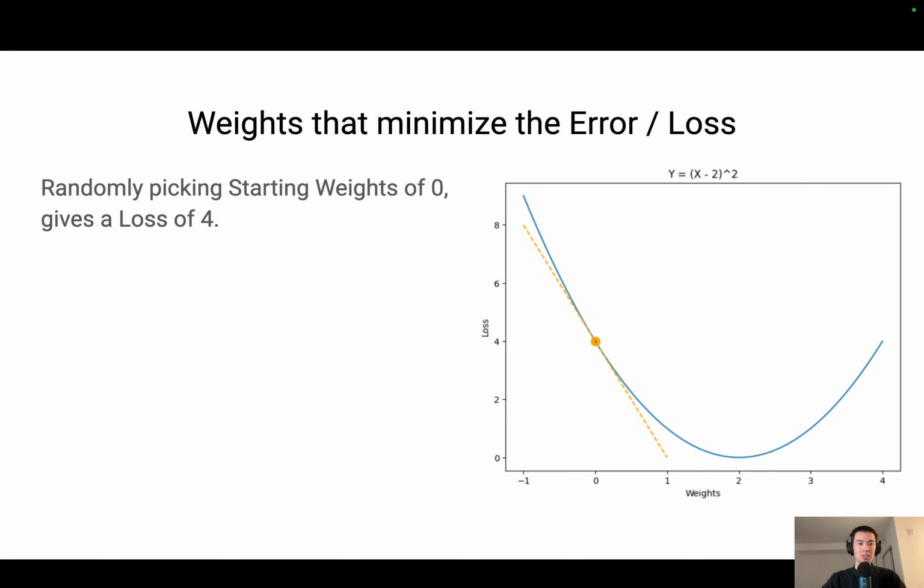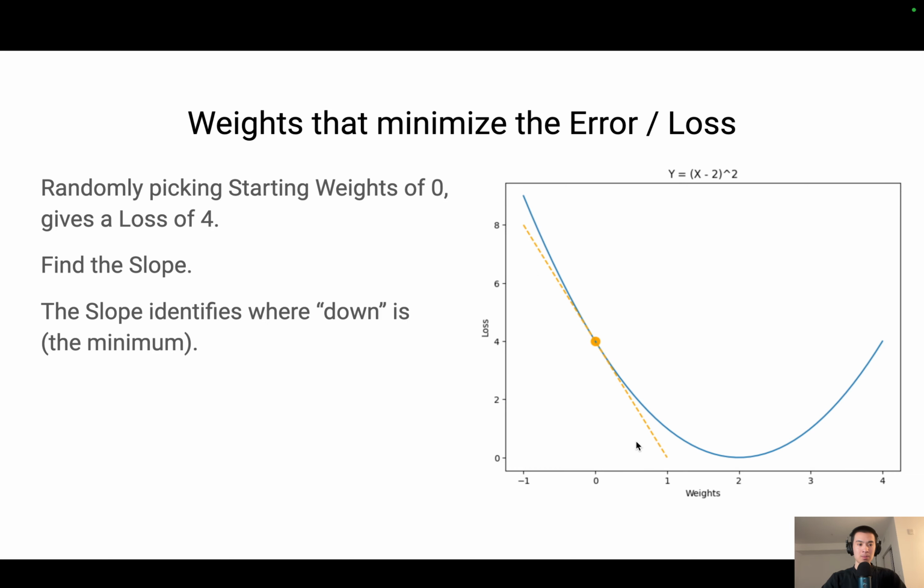So randomly pick starting weights of 0, which gives a loss of 4. Find the slope, which here is this orange dotted line. And the slope identifies where down is, the minimum. I want you to imagine that this orange dotted line, the slope, is like a hill or a mountain. Now, for this hill or mountain, which way is down? To the right. We need to increase our weight values to go down.